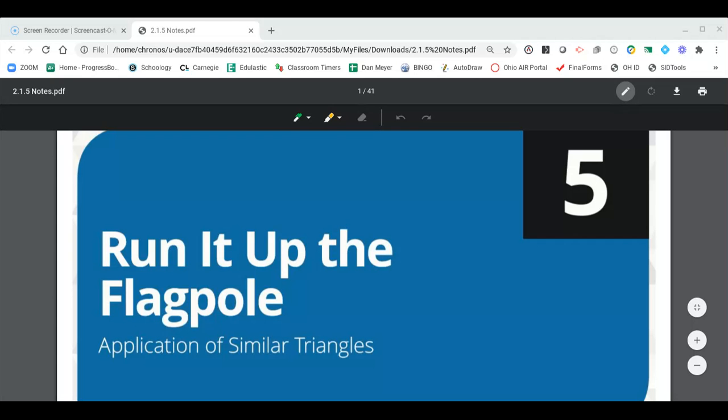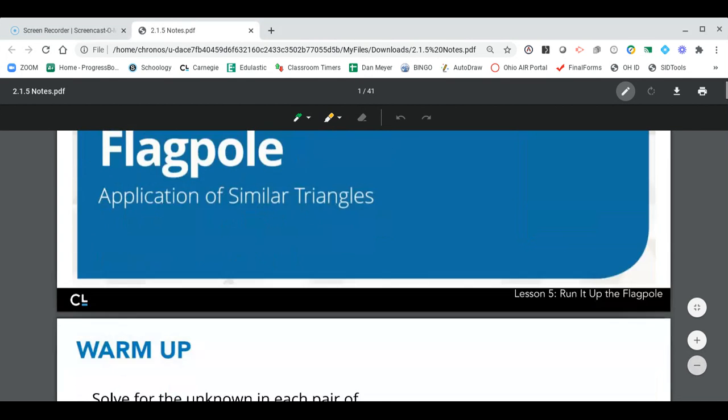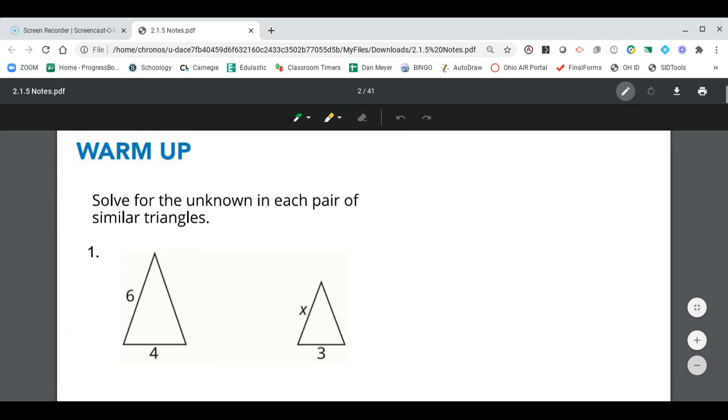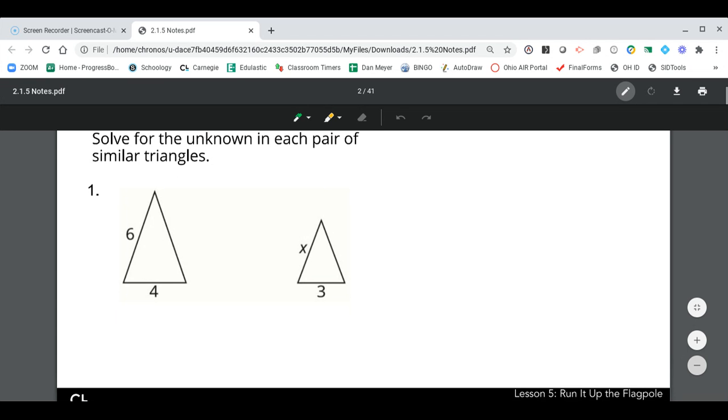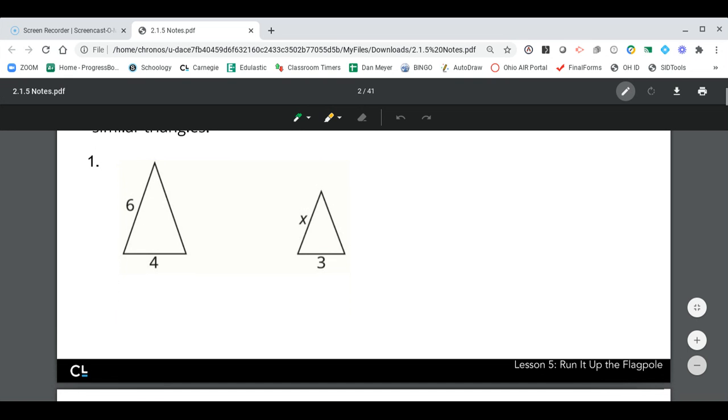Today's lesson is Module 2, Topic 1, and Lesson 5, 2.1.5, Run It Up the Flagpole, Application of Similar Triangles. So we're going to start. This is on page 79, Module 2, 79 in your workbooks. So go ahead and complete the first 3 warm-up questions, and then pause the video before you do that, and then press play when your 3 questions are completed.